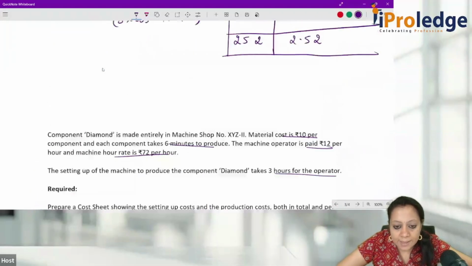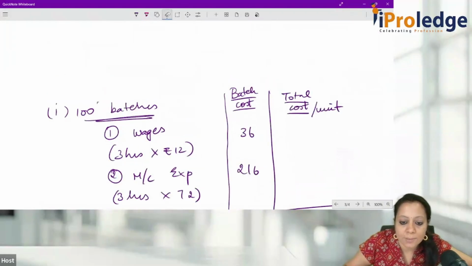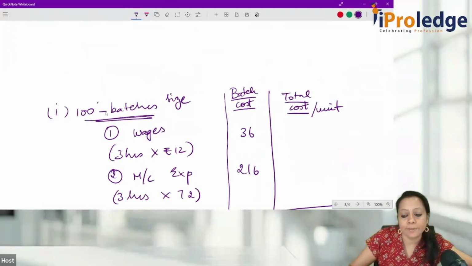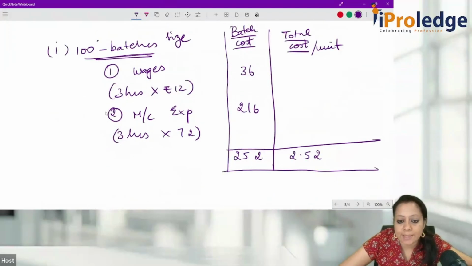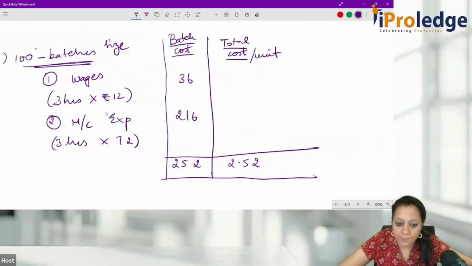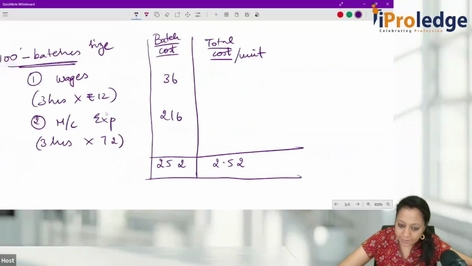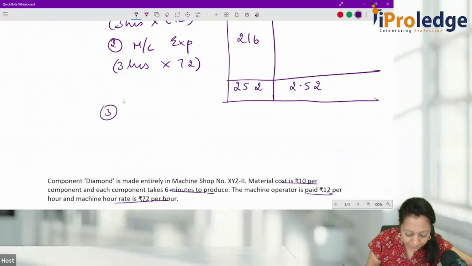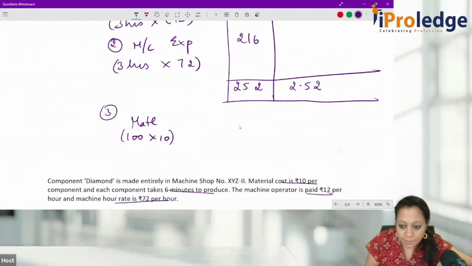And this is not 100 batches. Batch size I will write, otherwise we'll get confused, no? Batch size is 100. That means in one batch, 100 numbers are going. Okay. Now we will proceed to the production cost for the same size. We will talk about material, that is 100 into 10. How much is that? 1000.